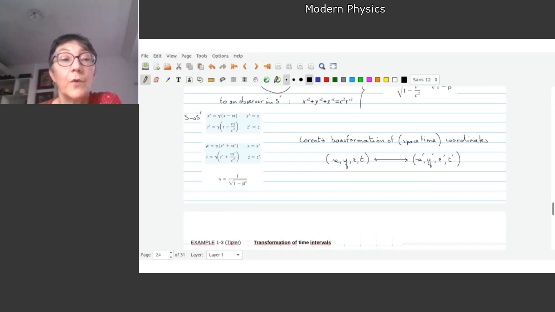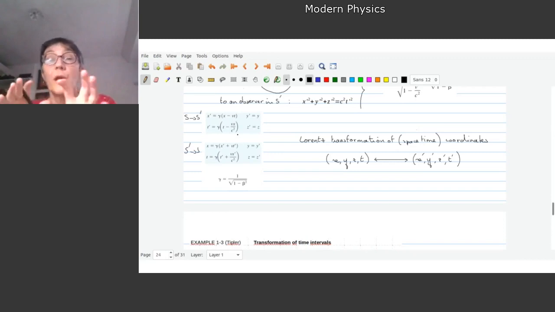And so you can do the same, passing from S prime to S. All you have to do is invert. This is a relative movement. S prime is passing at velocity v here, or u, in relation to S. This is the same as saying that S is passing with relative velocity minus u in relation to S prime.